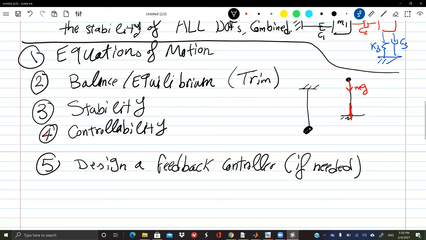What about if they are stable but not enough? Well, again, you need a feedback controller to augment stability. Hence the name stability augmentation systems and control augmentation systems, and so on. So these are the steps that we're going to go through. Every one of these steps, we will go into in detail in this course. In particular, today has to do with the very first step, writing down the equations of motion. Any question about these steps?